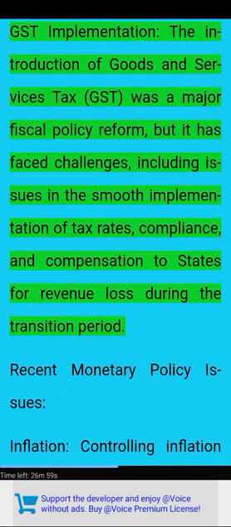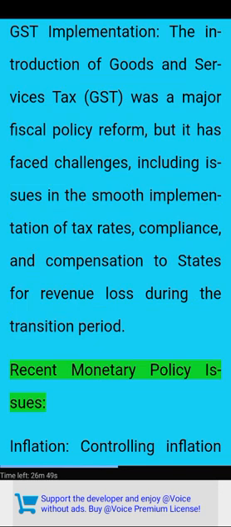GST implementation. The introduction of Goods and Services Tax (GST) was a major fiscal policy reform, but it has faced challenges, including issues in the smooth implementation of tax rates, compliance, and compensation to states for revenue loss during the transition period. Recent monetary policy issues.